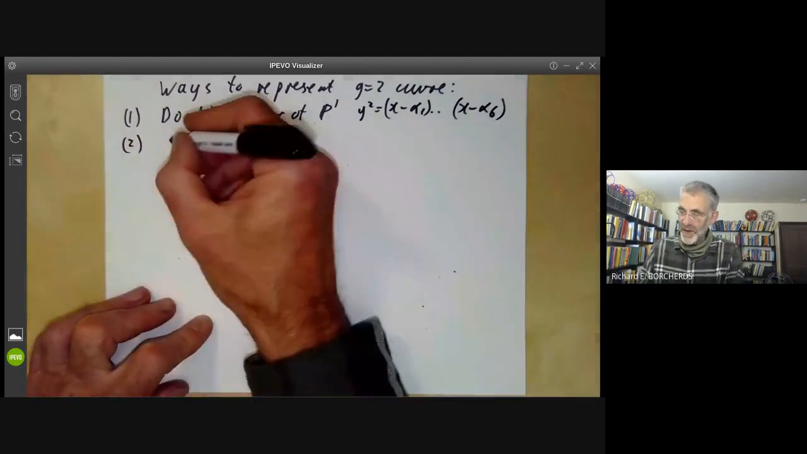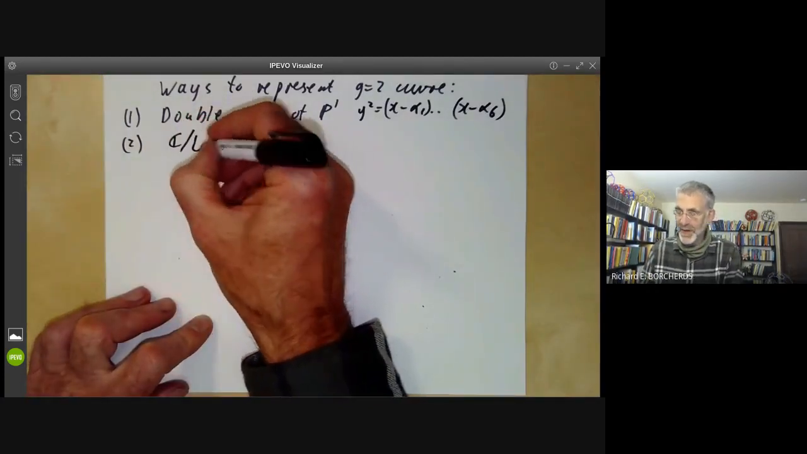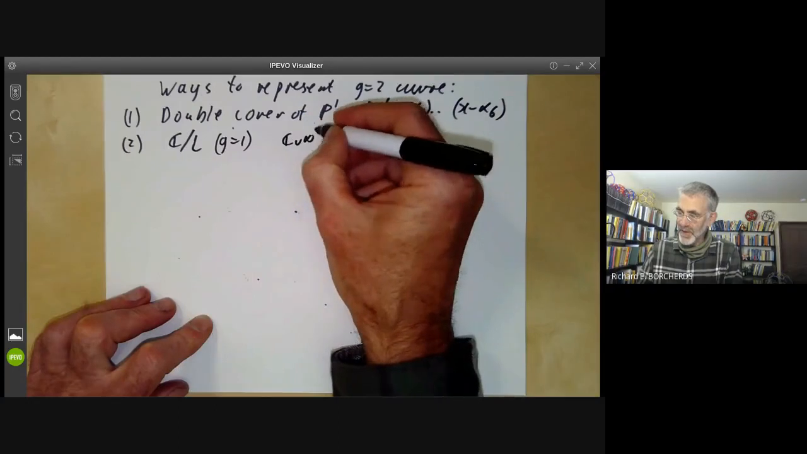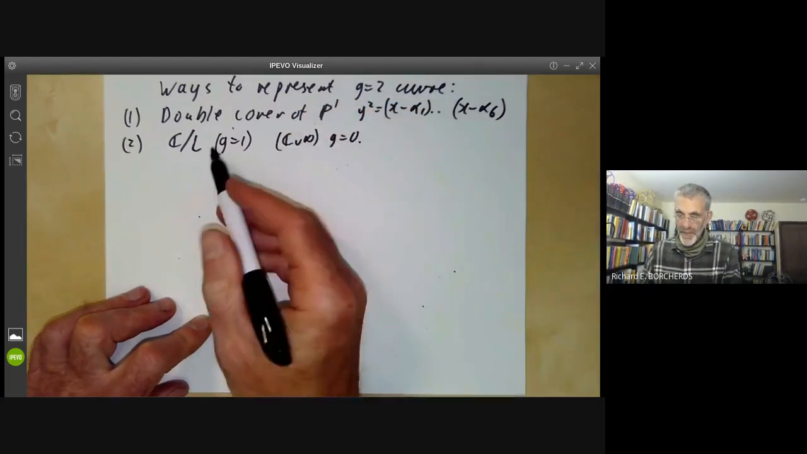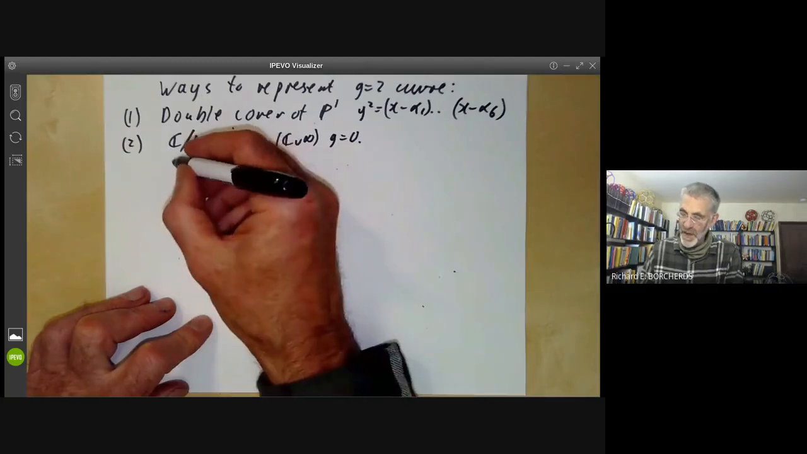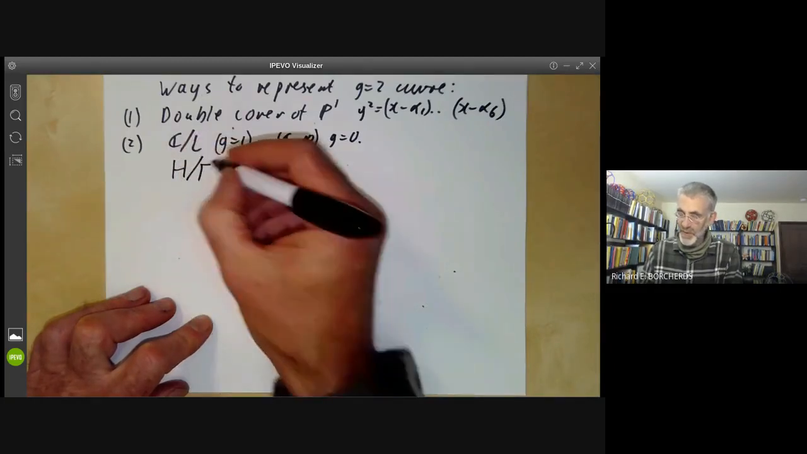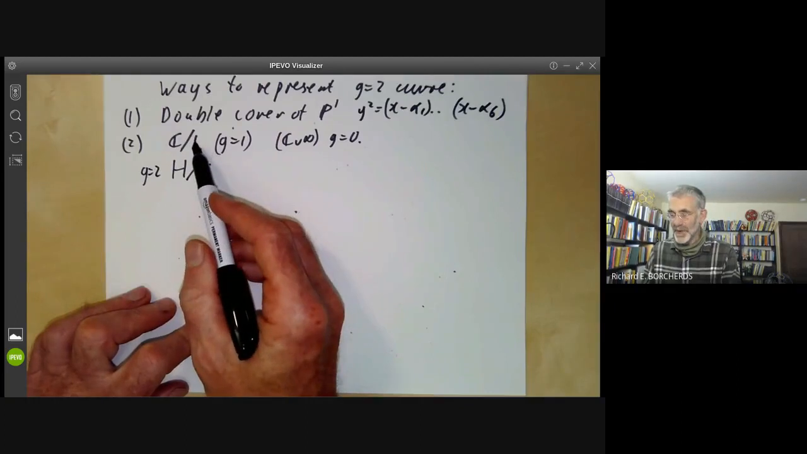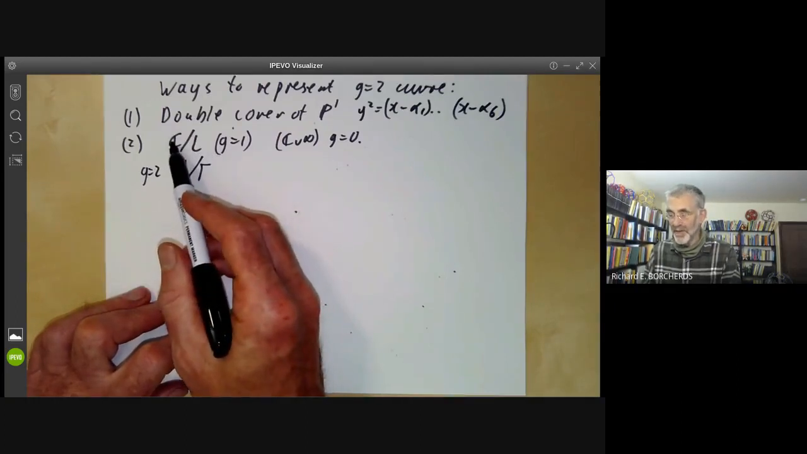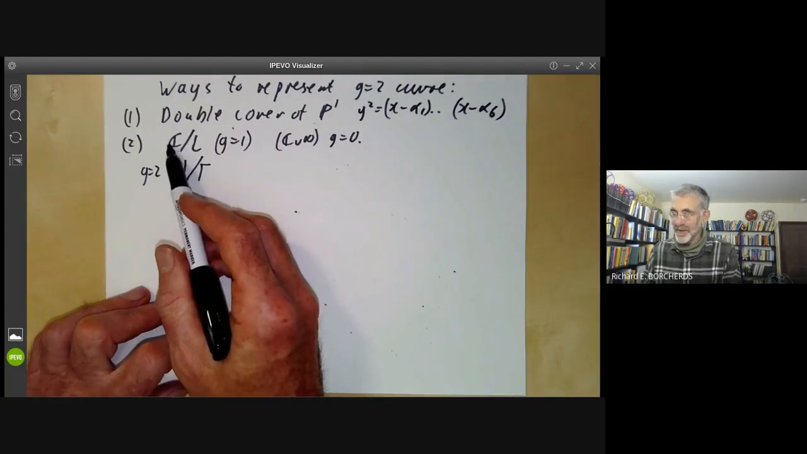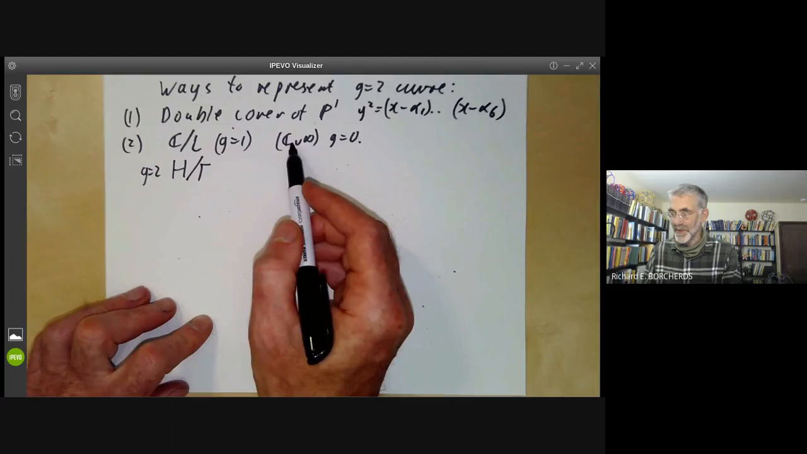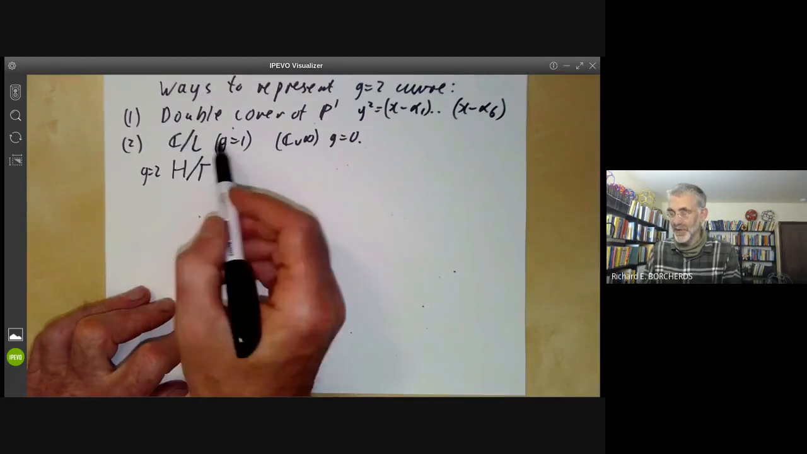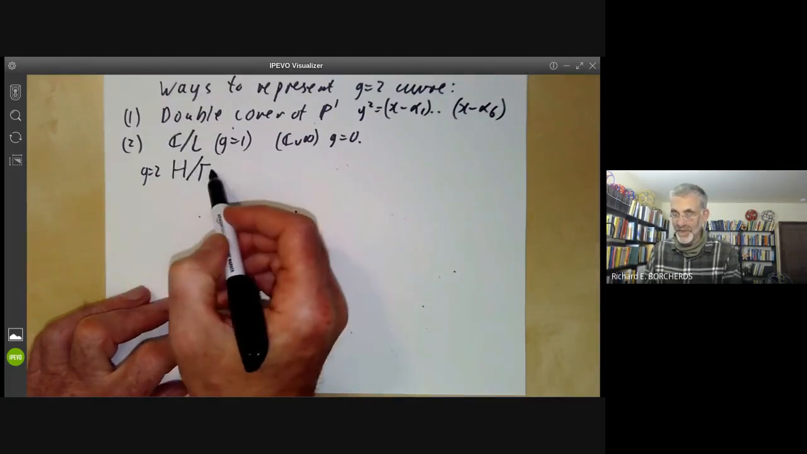Now, for elliptic curves, we saw we could represent them as the complex numbers modulo a lattice. So this is g equals 1. And for g equals 0 curves, we could just represent it as the Riemann sphere. And there's an analog for genus 2 curves. We can represent it as the upper half plane modulo a discrete group. So what is going on is for any Riemann surface, we can represent it as a simply connected covering space modulo a discrete group. And the possible simply connected Riemann surfaces are the Riemann sphere, which gives you genus 0 surfaces, the complex plane, which gives you genus 1 surfaces, and the upper half plane, which gives you absolutely everything else.